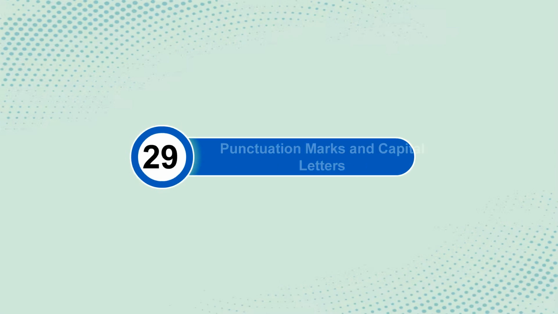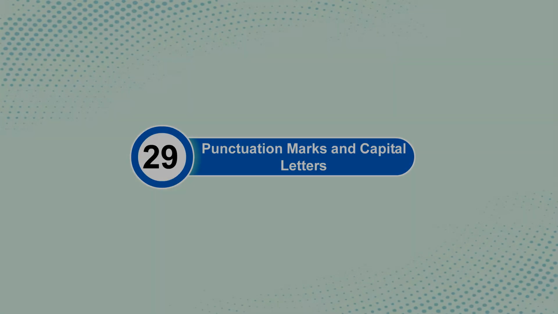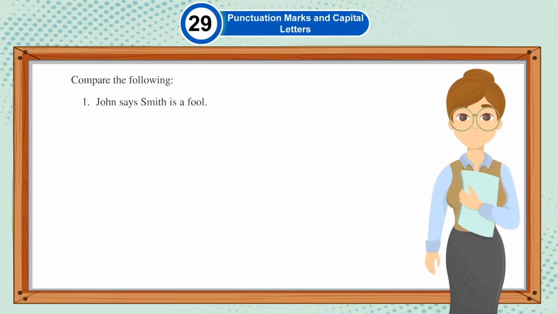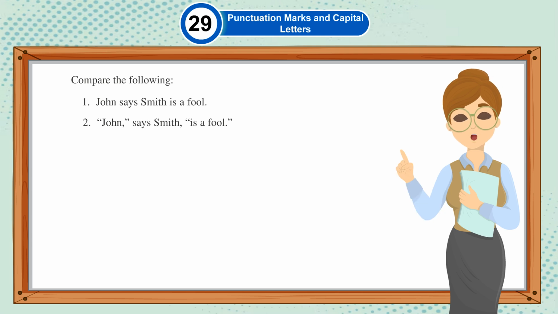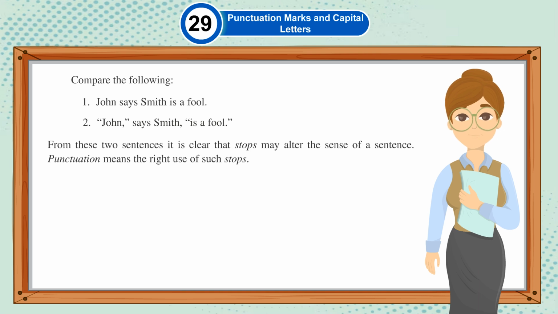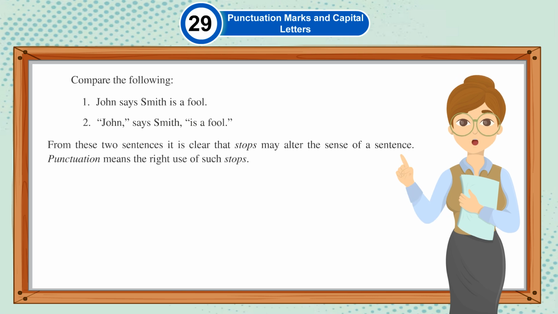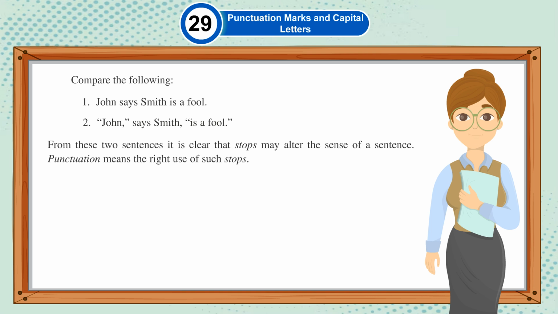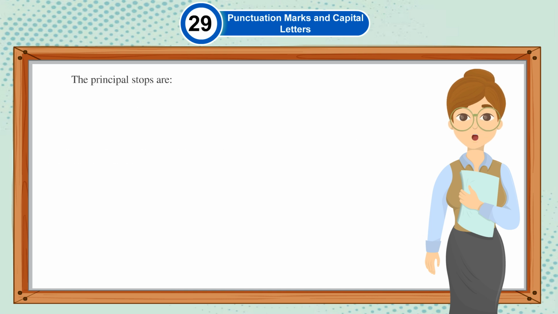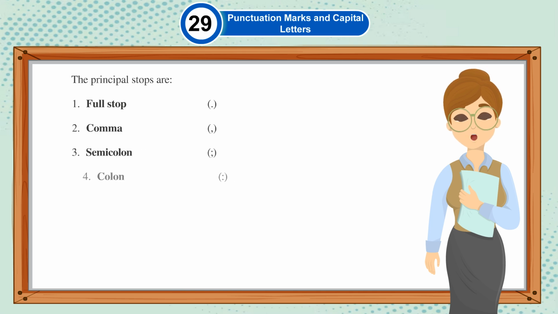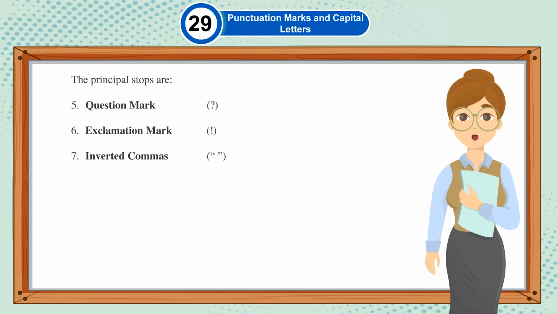Chapter 29. Punctuation Marks and Capital Letters. Compare the following. John says, "Smith is fool." John says, "Smith is a fool." From these two sentences, it is clear that stops may alter the sense of a sentence. Punctuation means the right use of such stops. The principal stops are full stop, comma, semicolon, colon, question mark, exclamation mark, inverted commas, apostrophe.